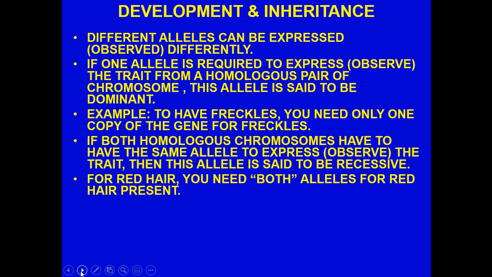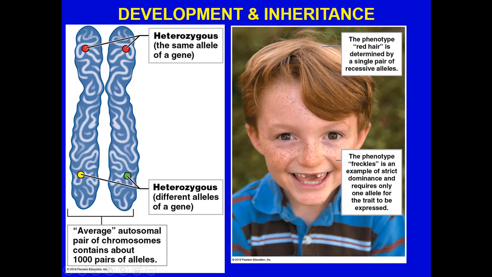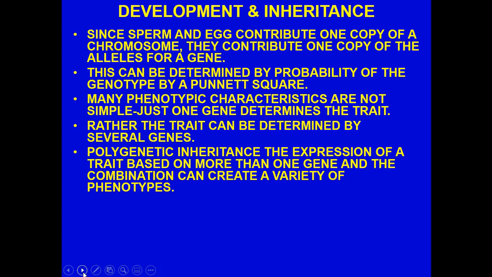Okay? If both homologous chromosomes have to have the same allele to express, that is, observe that trait, that allele is said to be recessive. For red hair, you need both alleles for the red hair to be present. And he does. Okay. Now, since sperm and egg contribute one copy of the chromosome, they contribute one copy of the allele for that gene. This can be determined by probability of the genotype by a Punnett square.